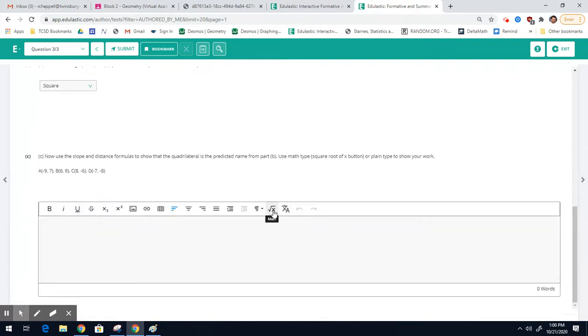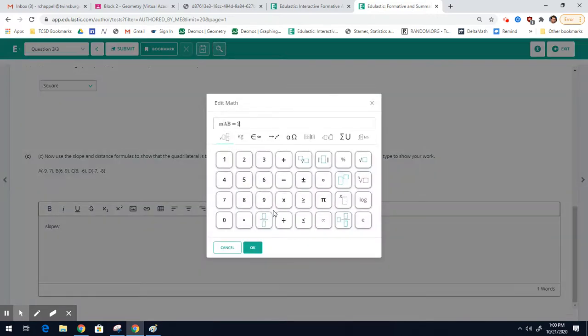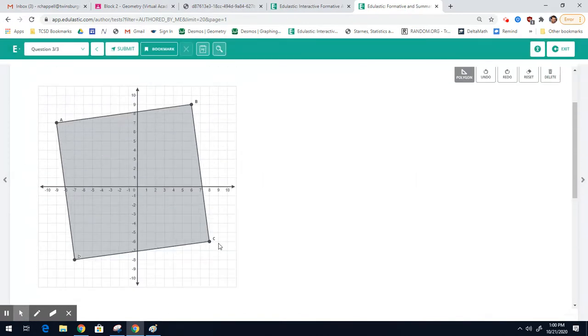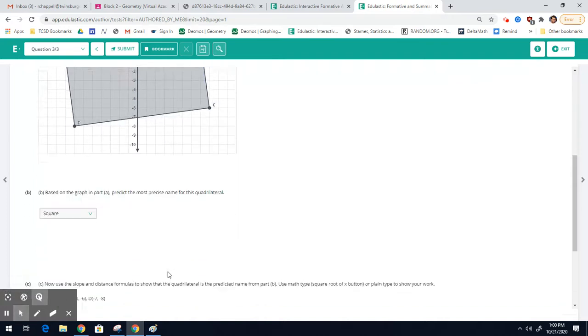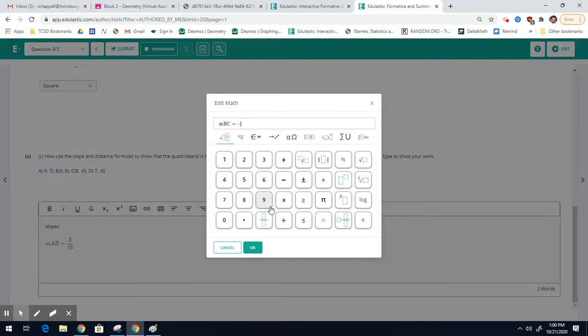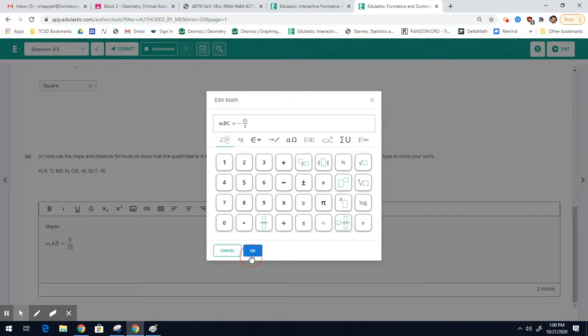So down here, this is my slopes. So the slope of AB is equal to 2 divided by 15. And that does not simplify, so that's done. Let's find the slope of BC now. So to get from B to C, I have to go down 1, 2, 3, 4, 5, 6, 7, 8, 9, 10, 11, 12, 13, 14, 15. So down 15 and right 2. So that's a slope of negative 15 over 2. So the slope of BC equals negative 15 divided by 2. And again, that does not simplify.